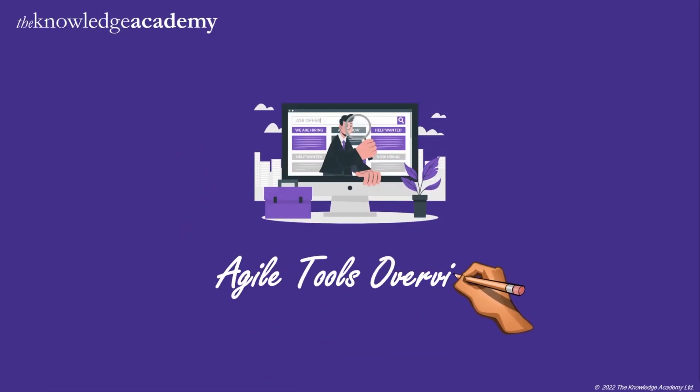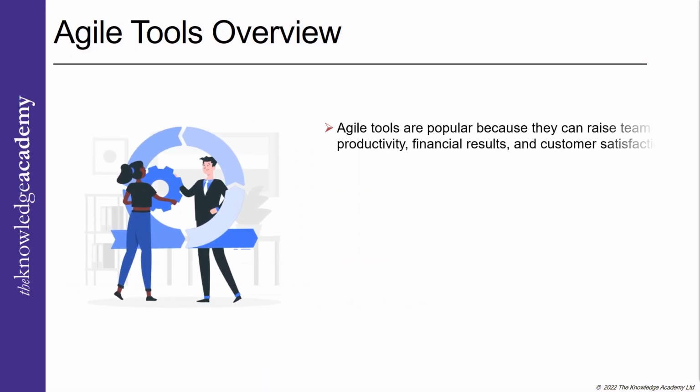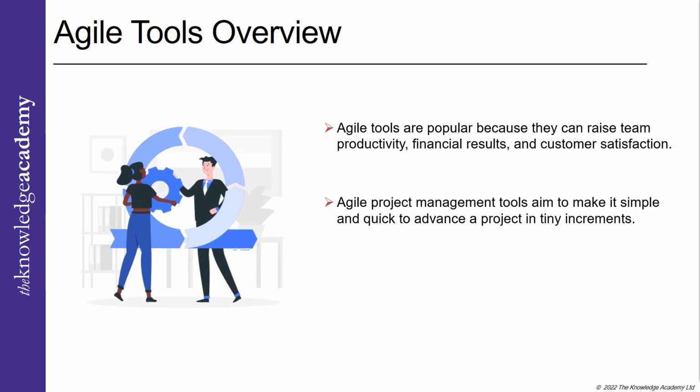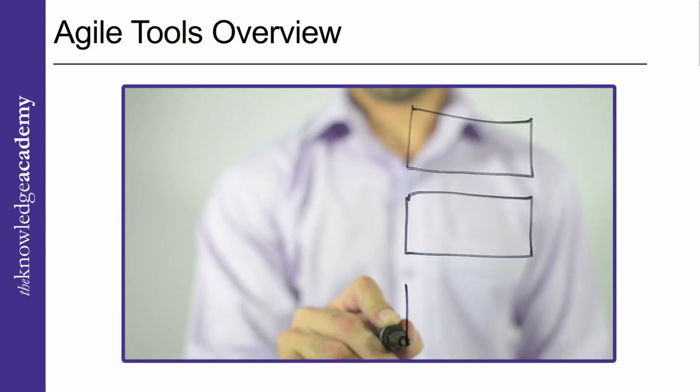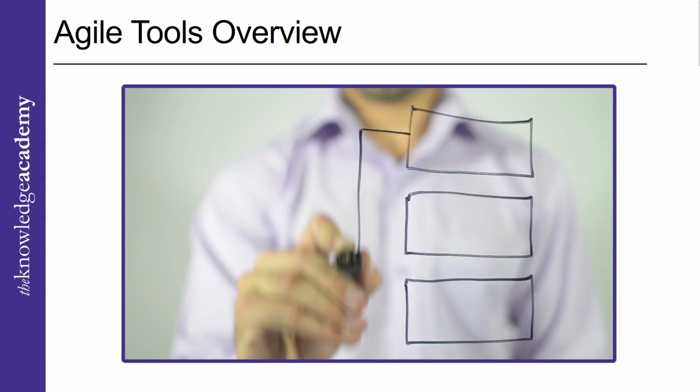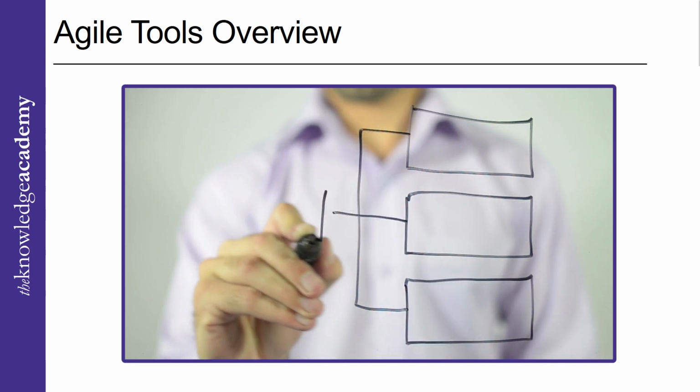Agile Tools Overview. Agile tools are popular because they can raise team productivity, financial results, and customer satisfaction. Agile project management tools aim to make it simple and quick to advance a project in tiny increments. Projects are divided into smaller batches so that the self-organizing and self-managing teams can develop and test them simultaneously.